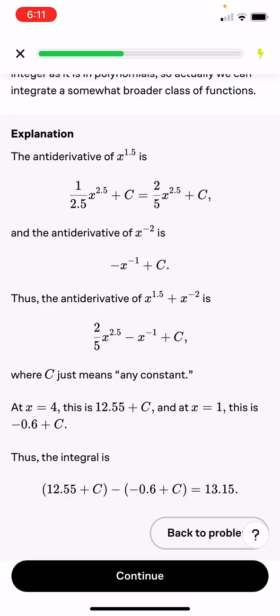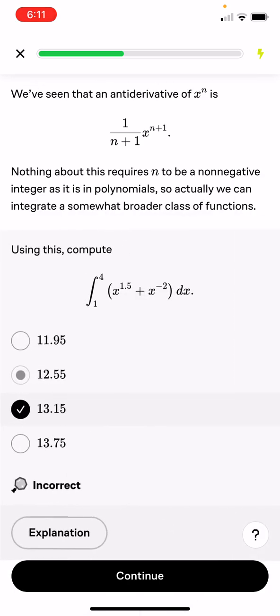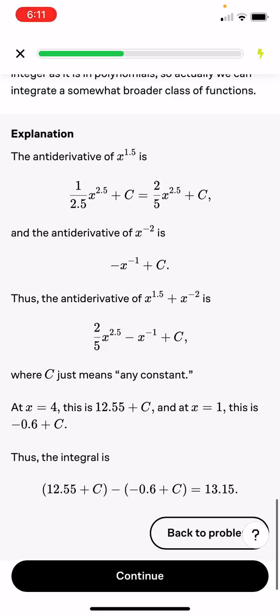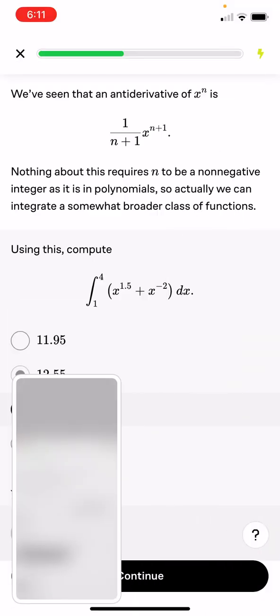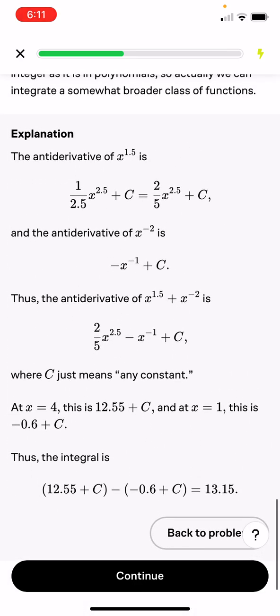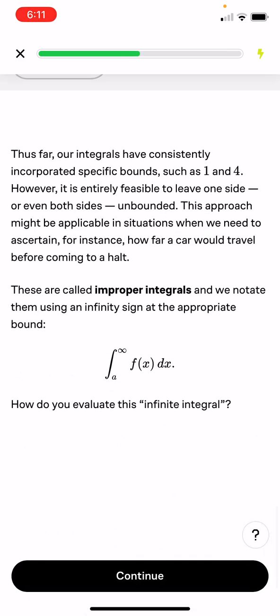You see, that x equals 4 is 12.55 plus c, x equals 1. These points 4 and 1. That's how we can say it. I wonder if we could do it the other way around. Maybe, but not what I saw.